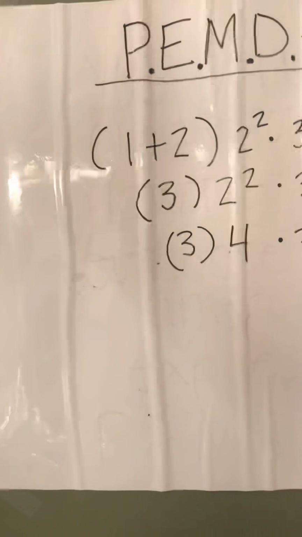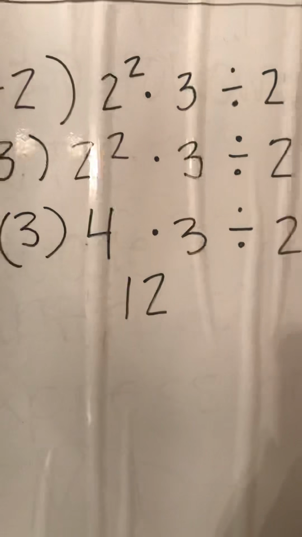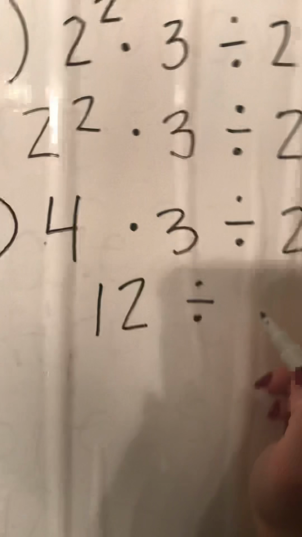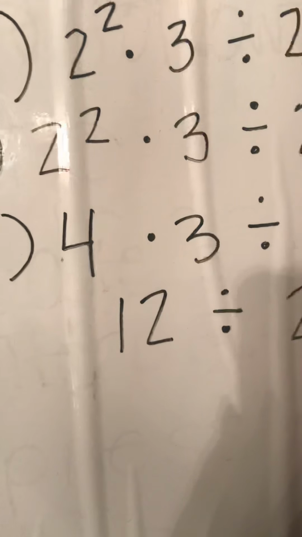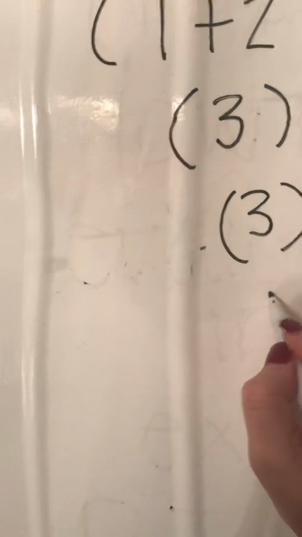minus 3. Next, we're going to move on to multiplication. So within our equation, we see 4 times 3. 4 times 3 equals 12. There's no other multiplication in the equation. We continue on writing what we have left. Divided by 2 plus 4 minus 3. Bring down the 3.